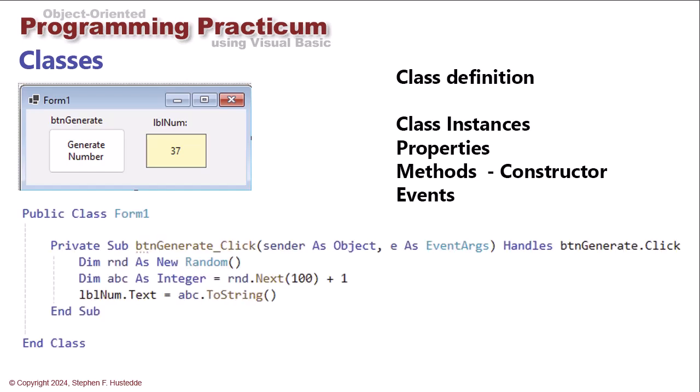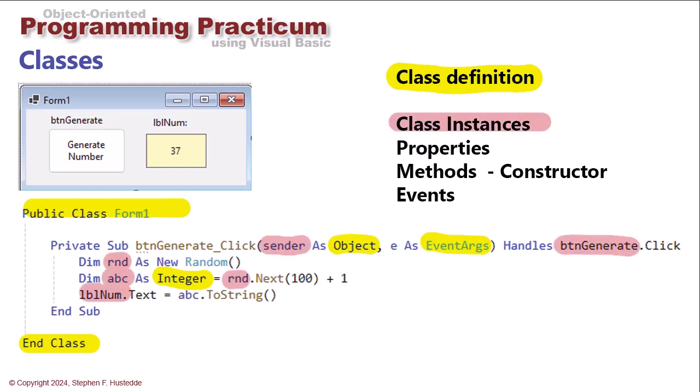You've probably noticed that everything we code is inside the class definition of Form1. But inside that code, we also have some classes that are referenced, such as object, EventArgs, or an integer. And we've created instances of objects. So sender is an instance of the object class. btn_generate is what we named our button, so that's an instance of the button class. rnd is an instance of a random number generator. abc is an instance of an integer variable. And lbl_num is what we named our label.